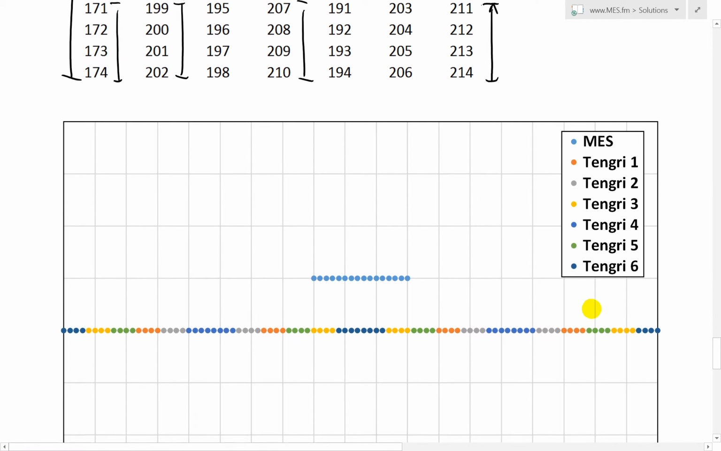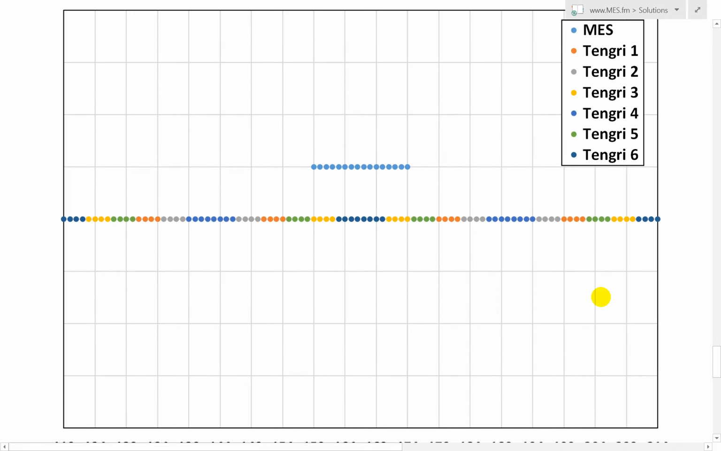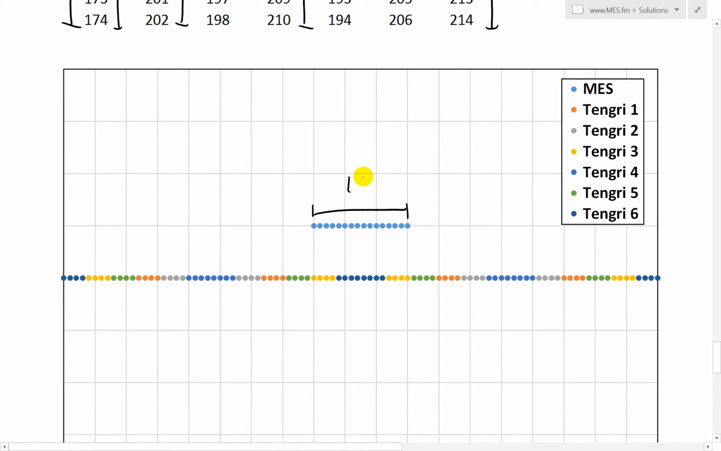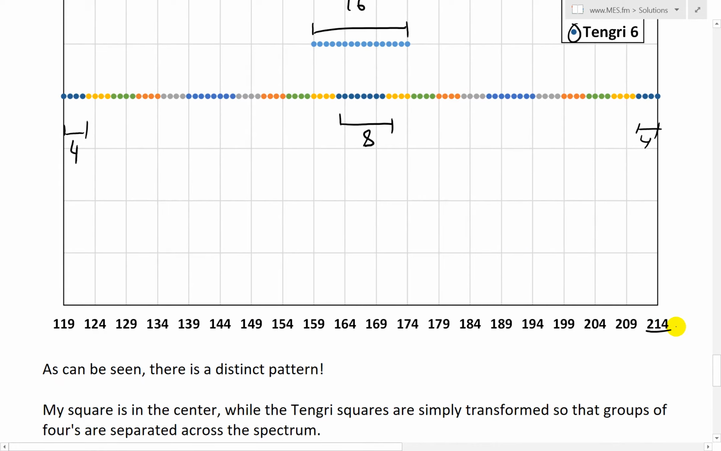Now I graphed this to visually see what the Tengri squares are all about. The middle one is my square, the MES, which is in a 16 group. This is Tengri square 6, which has an 8, but also at the corners are 4s, and these are 4s, and these all add up to 16. Looking at this visually, it goes from 119 to 214.